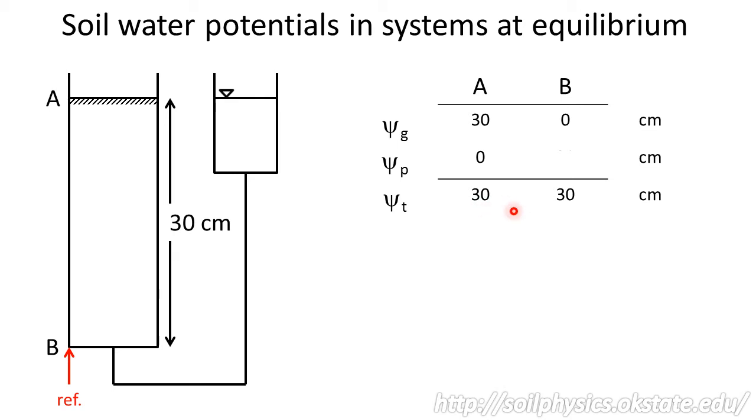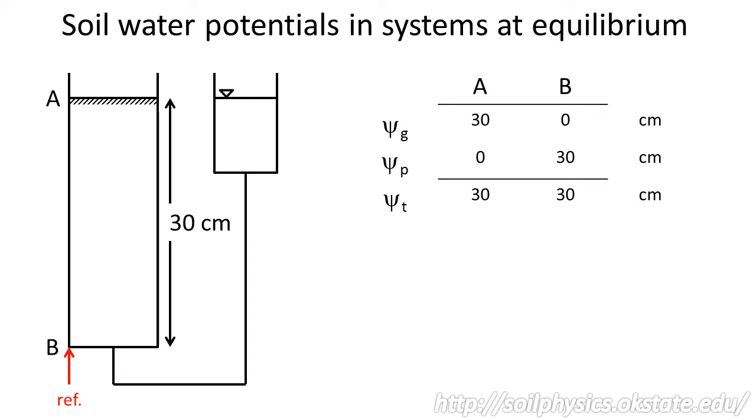The total potential at B has to be equal to that at A when the system is at equilibrium. That's what equilibrium means. The total potentials are the same throughout the system, so it has to be 30 in both cases. Now we have only one blank left in our table, and we can see just by quick inspection that the pressure potential at point B must be 30 centimeters. That makes sense because it's 30 centimeters below this free water surface and hydraulically connected. So there's our first example.